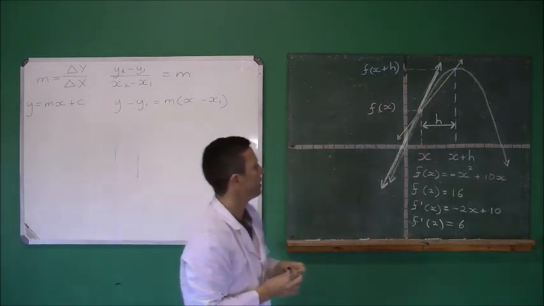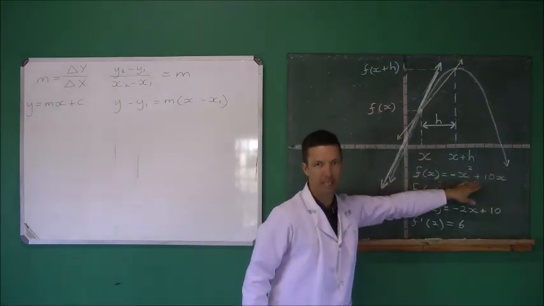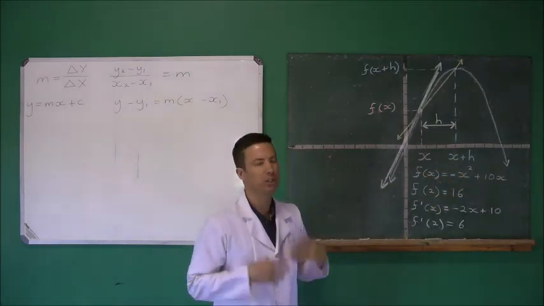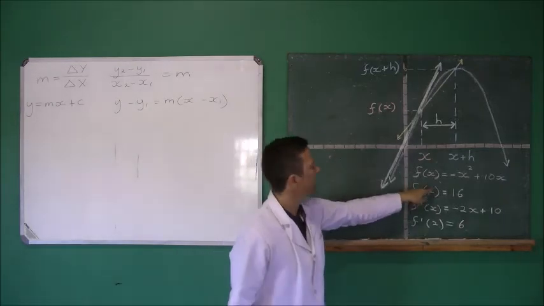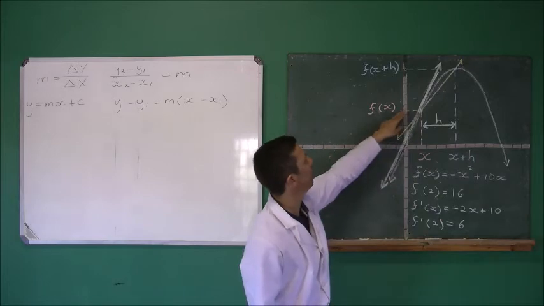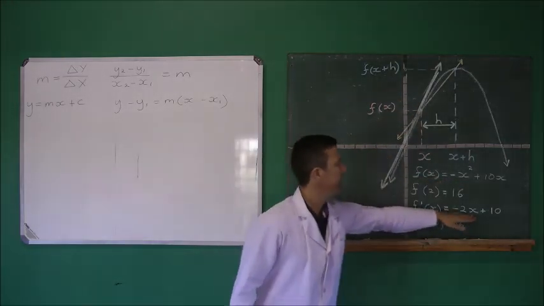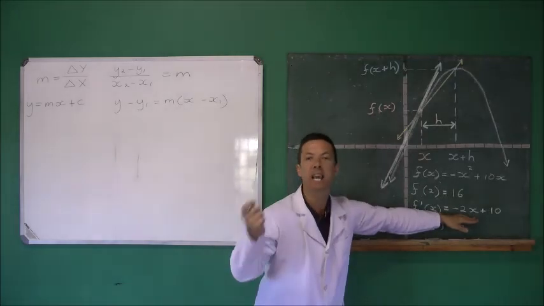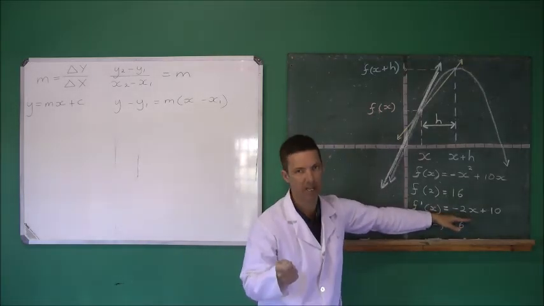Well, let's have a look at my function. Let's say for argument's sake this is the function negative x squared plus 10x. If I want the tangent where x is 2, for example, I sub in 2, the x value, and I get 16. So when x is 2, the y value is 16, right? Now I derive this, and I get negative 2x plus 10. I take the x value because I want to know what is the gradient at that particular x value.